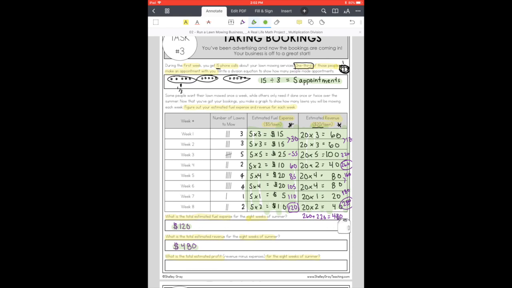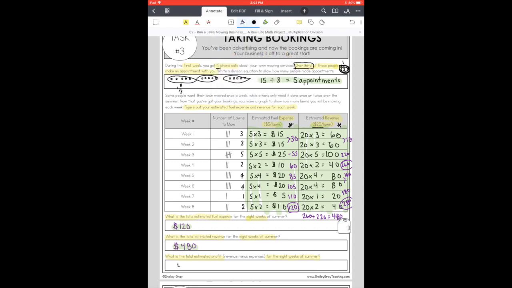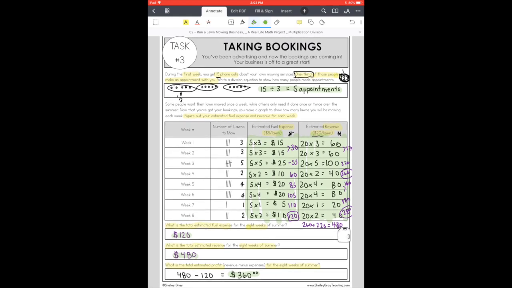Next it asks, though, how much money did we make? Our revenue minus our expenses. So we know that our total revenue is $480. And then we would need to take away the money that we spent to find out how much we actually made. So 480 take away 120 equals $360. All right, rock stars, we did it.